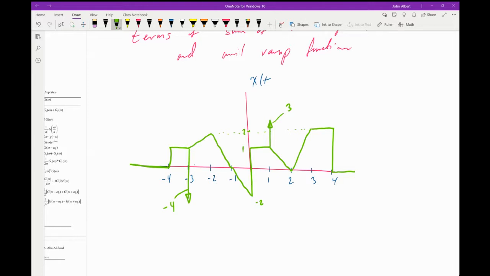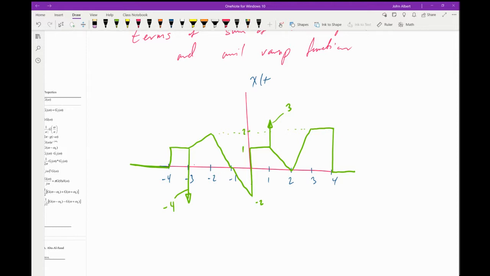If you notice, everything that exists there are straight lines. I don't have curves. If I had curves, I wouldn't be able to represent it using those three. Because those three, if you notice, are straight lines. But there are a lot of signals that happen in the lab that are exactly like this.